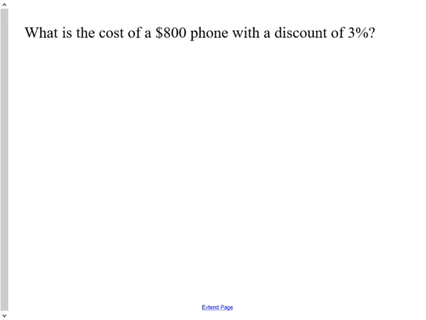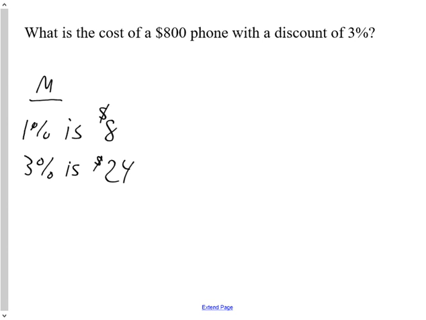You're right. Our second last question says the cost of an $800 phone with a 3% discount. Remember, mentally, what's 1% of $800? What's the strategy for that? I move the decimal spot twice. So 1% is going to be $8. Agreed? And 3%, which is 3 times as much as 1%, would therefore be 3 times $8, which is $24. So the cost of the phone minus the $24 discount means the cost of that phone is $776.